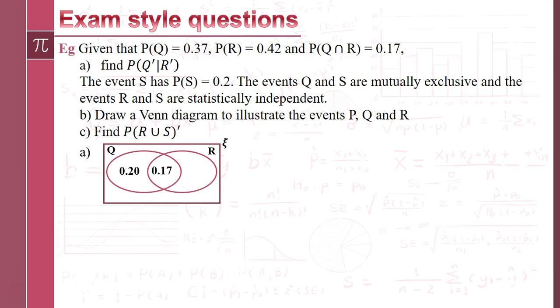And the same principle to find the leftover bit for in R. It's 0.25 to give us the 0.42 in R. And then whatever we've got left is going around the outside. So that's the 0.38. So there's my Venn diagram.